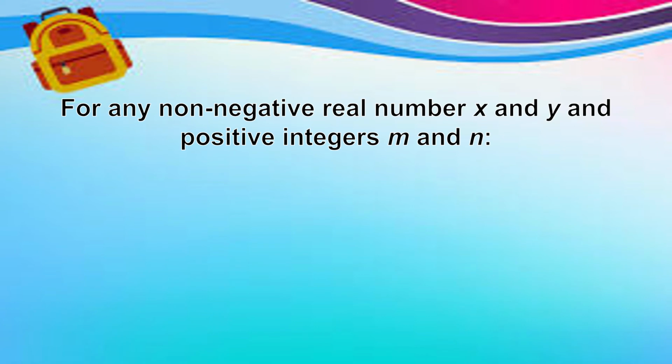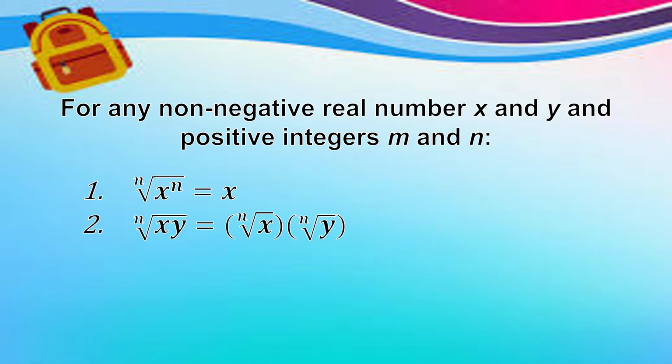For any non-negative real numbers x and y and positive integers m and n, number 1, the nth root of x raised to n is equal to x. Remember that you need to divide the exponent by the index. Number 2, we have the nth root of xy is equal to the nth root of x multiplied by the nth root of y.